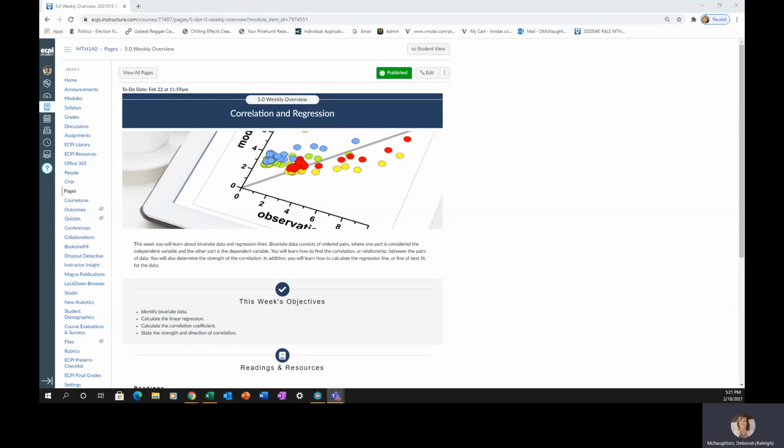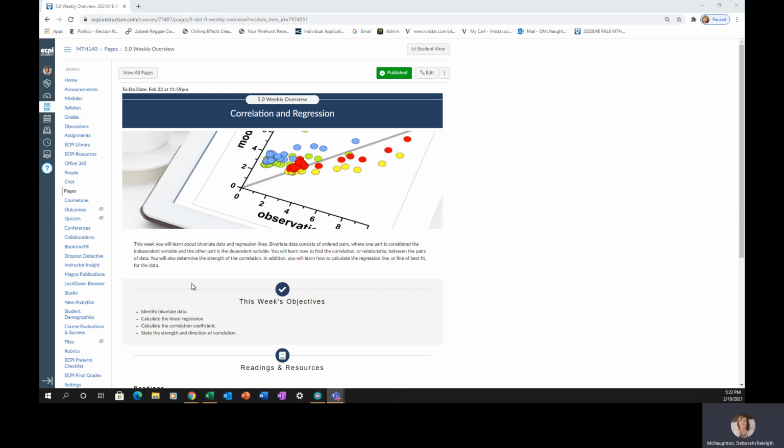Congratulations, class. You made it through the first 4 weeks of statistics. And the last week is kind of a standalone unit almost. So it uses a little bit of what you've learned so far, but you can pretty much do this unit without having completed units 1 through 4. So this week we'll learn about bivariate data and regression line.